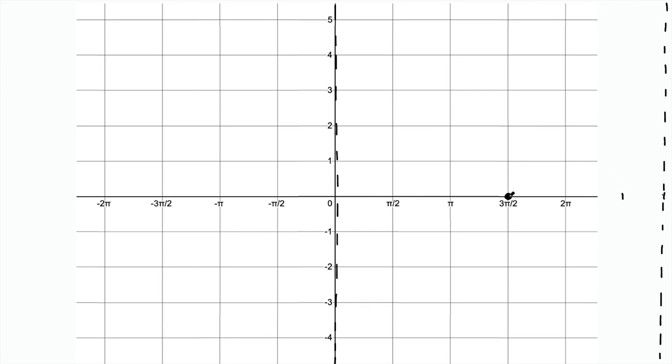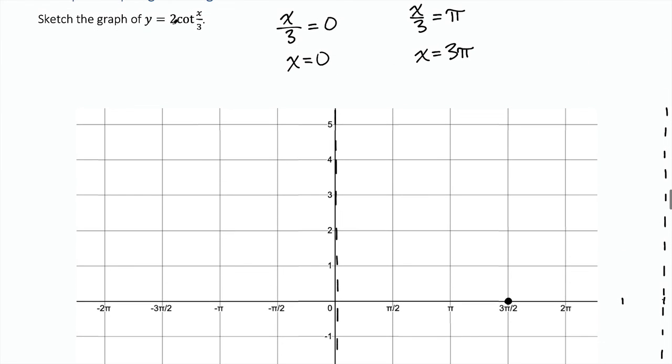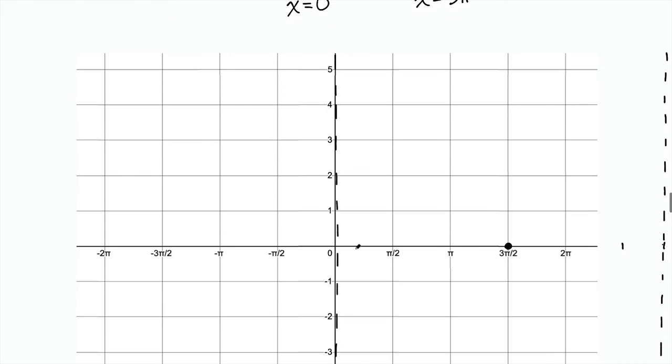And for the cotangent function, it's halfway between the left asymptote and that point. We're going to get that number in front. Now the number in front here is 2, so halfway between this is 3 pi over 4. We're going to go up to 2. And of course, on the other side, we're going to get down to negative 2.